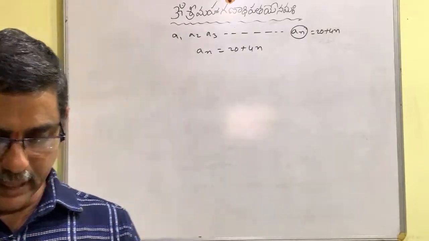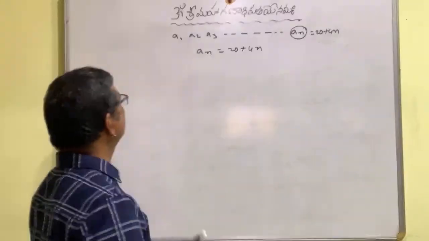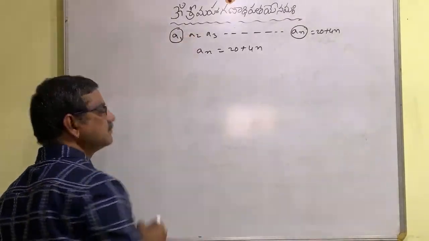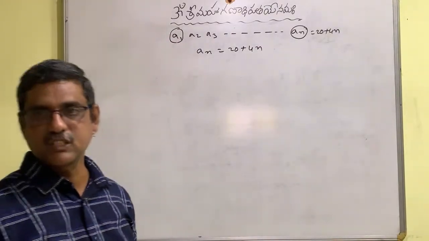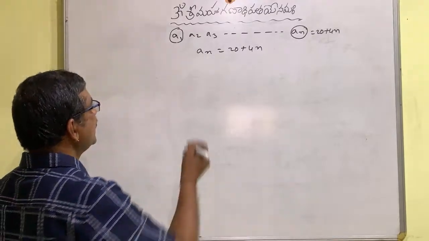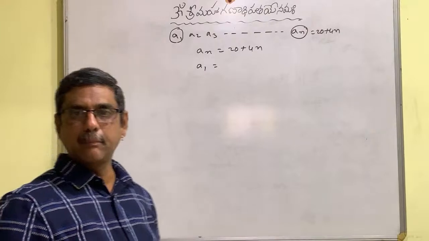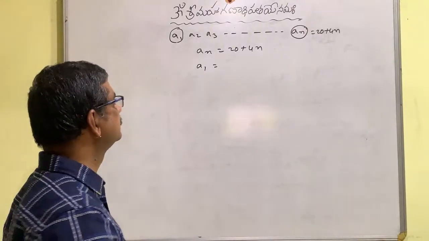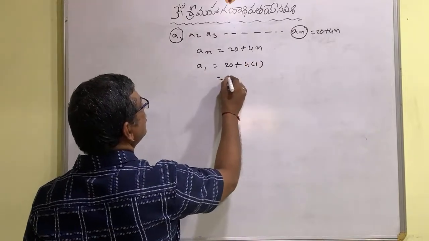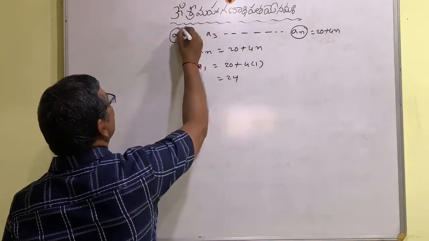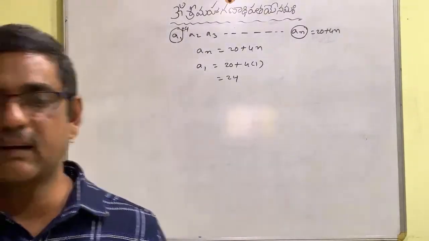What is the number in the first spot? This is what he is asking. So keep 1 in the place of n. 20 plus 4 into 1 is 24. So here you will get 24. That is the solution for the first question.